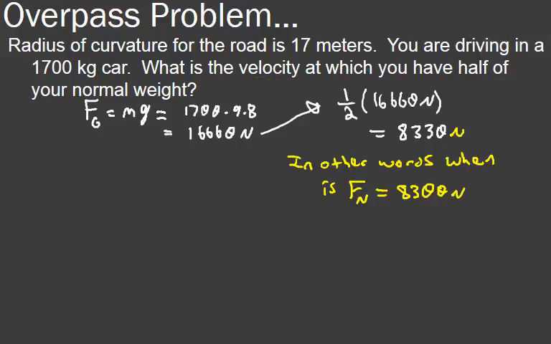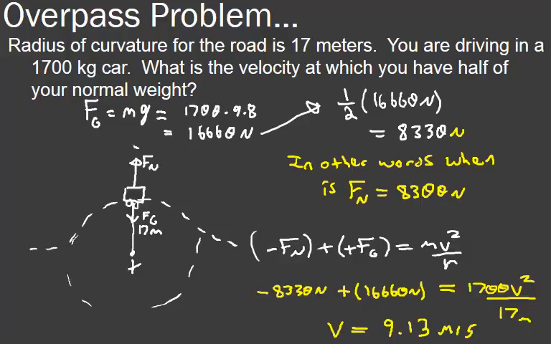All right, so half of our weight would be half of the force of gravity, which would be half of that value there, 16,660. And so therefore, our normal force would be 8,300, and our force of gravity would be the full force of gravity, and we could figure out the speed, and we would be going 9.13 meters per second over this road if that's what we felt.